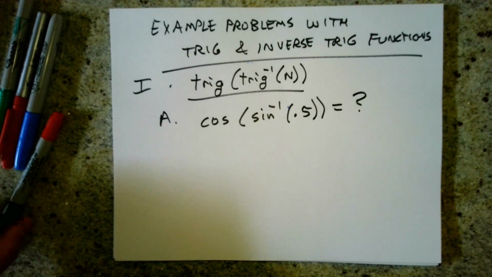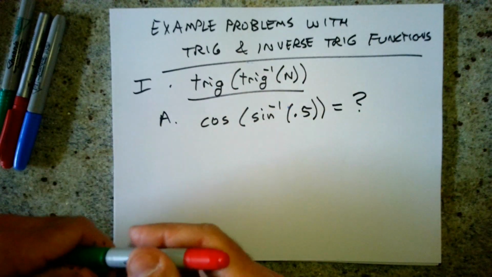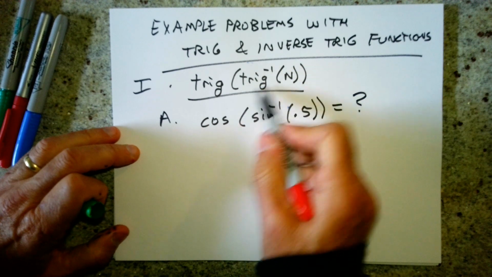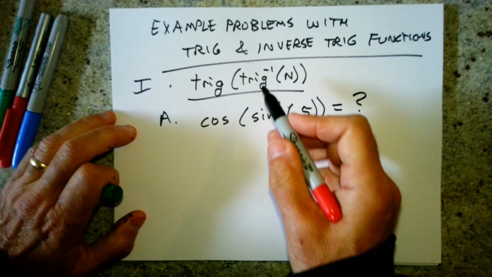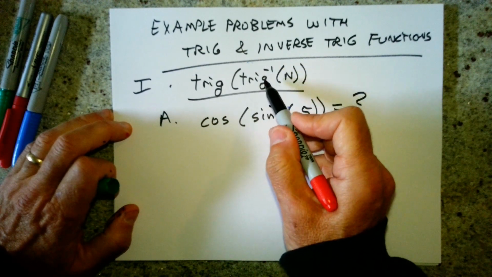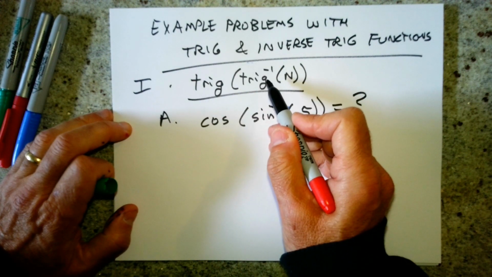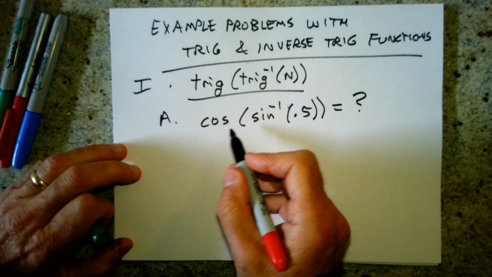In this video, I'll do some example problems with trig and inverse trig functions. The first type will be when it's a trig of an inverse trig. This is my own way of writing it, not a standard thing you find in textbooks. This is where the inverse trig function is on the inside and you're doing the trig function of an inverse trig function. Okay? Here's the first example.